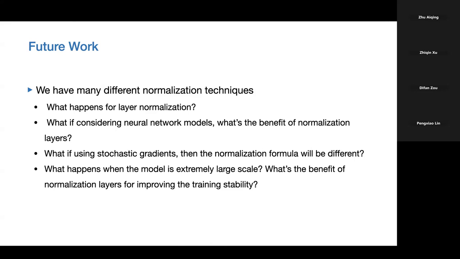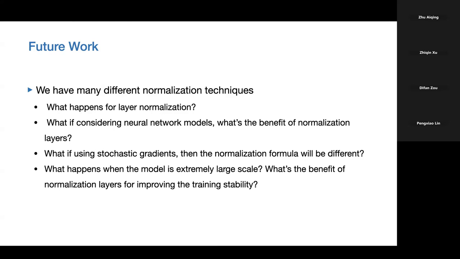In this paper, we studied the linear model and derived some benefit in terms of batch normalization. But if we want to consider neural network models, even the simplest two-layer neural networks, if we consider a normalization layer, can we get some benefit? Especially for layer normalization, that really requires a neural network, because layer normalization is performed over the neurons. It cannot be performed on a single linear model.